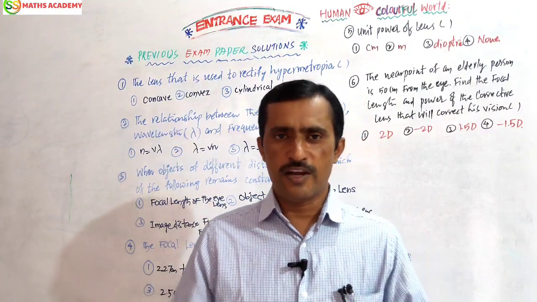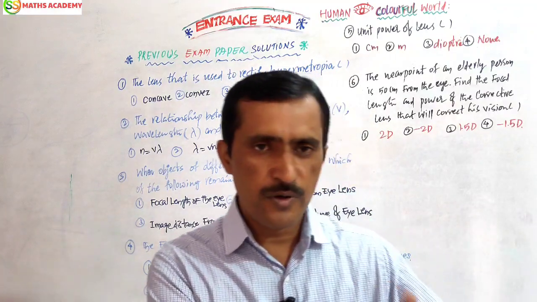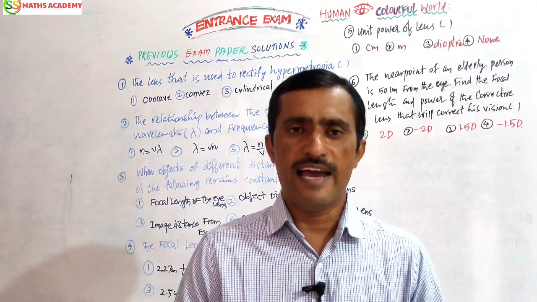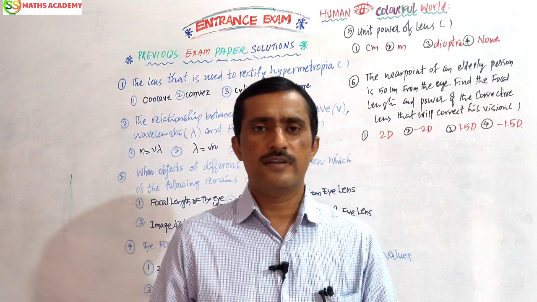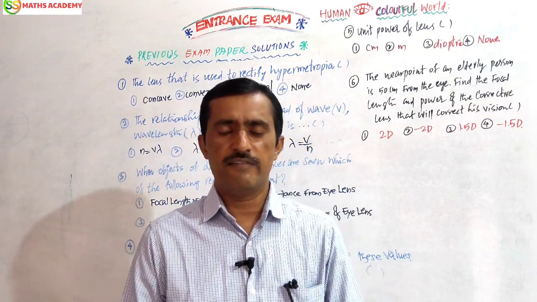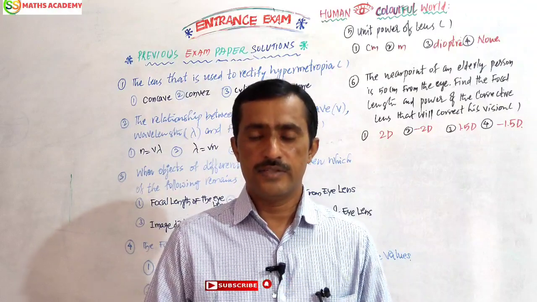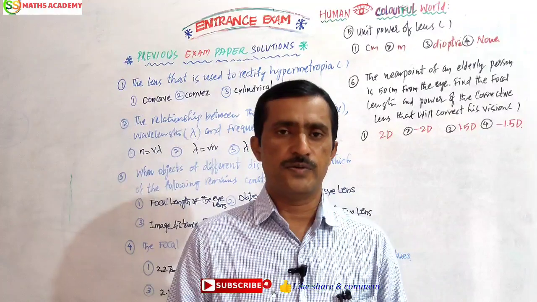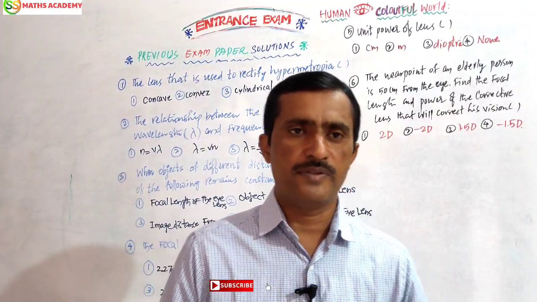Sometimes we are unable to see far distance objects, sometimes we are unable to see near objects, because some defects occur in our eye vision. So today we are going to discuss what defects occur in our eye vision, and how to correct them. These are very important in our day-to-day life, and the chapter is also important for examination purposes.